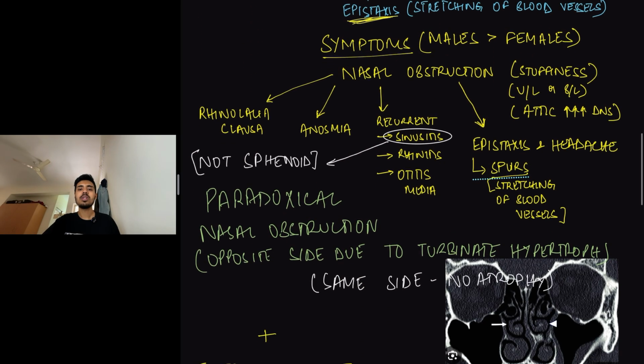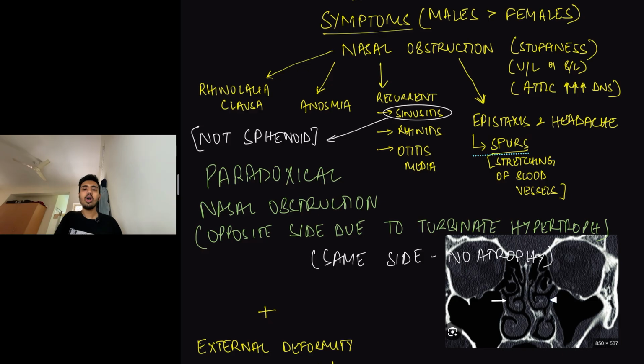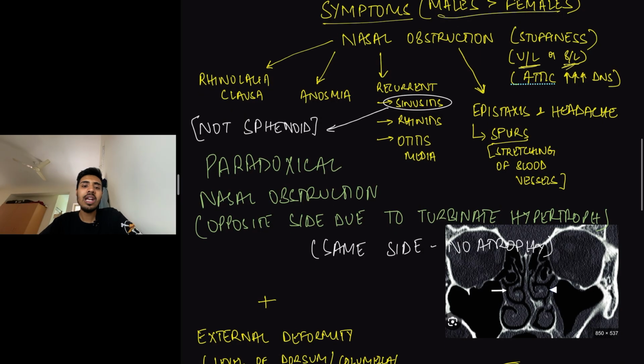Then symptoms. DNS is more common in males than in females. Now, because of nasal obstruction or stuffiness, which can be either unilateral or bilateral depending on the type of the DNS, you can have rhinolalia clausa, that is basically hyponasal voice. See, when I close one of my nostrils, my voice becomes hyponasal because of rhinolalia clausa, because the airflow on one side of the nasal cavity is blocked, right? That can lead to hyponasal voice known as rhinolalia clausa.